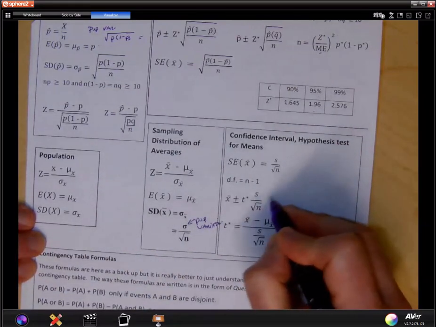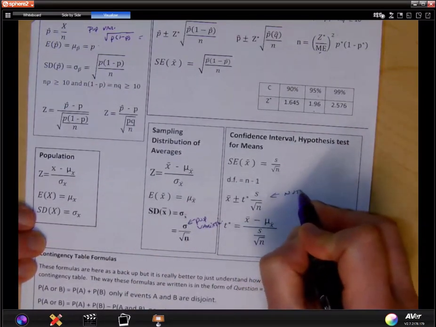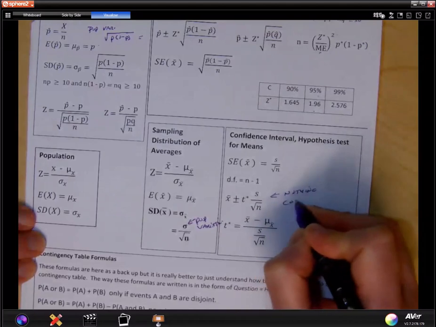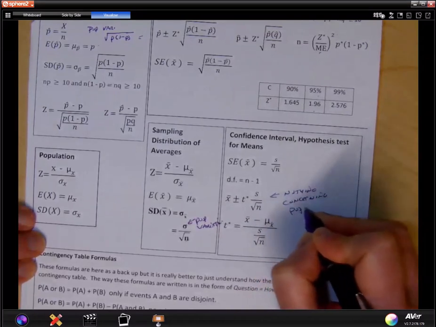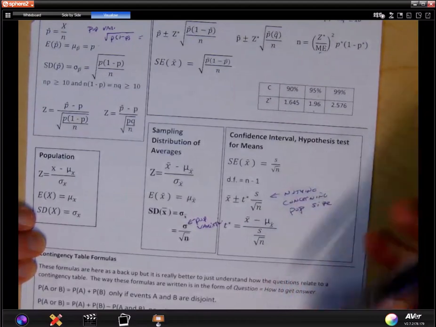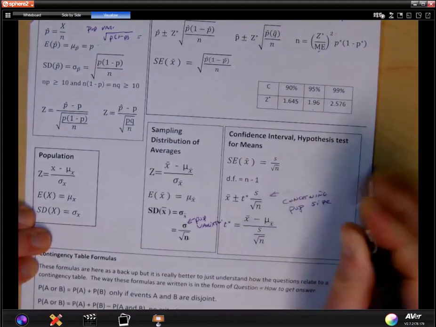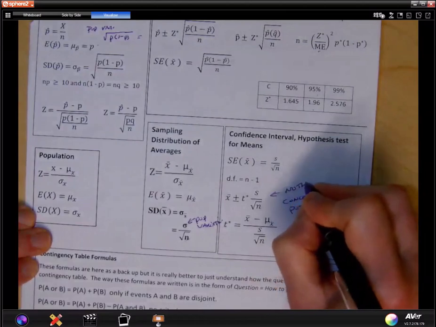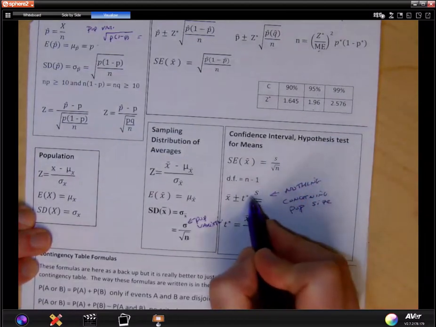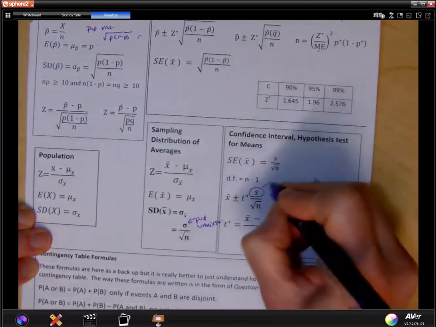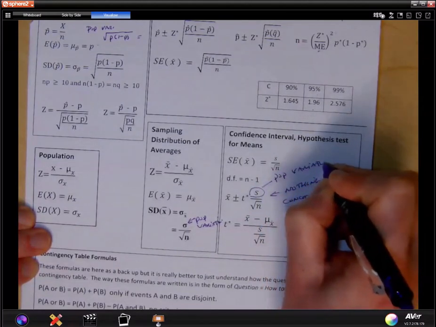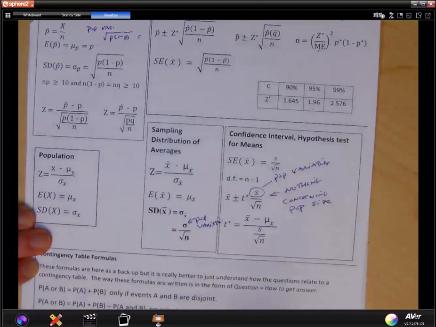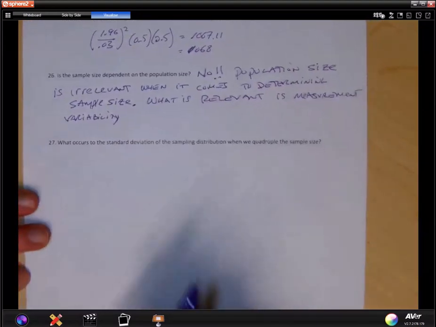And again, notice this formula sitting right here. There's nothing here concerning population size. What is relevant is population variation. That's what's important here. So keep that in mind.